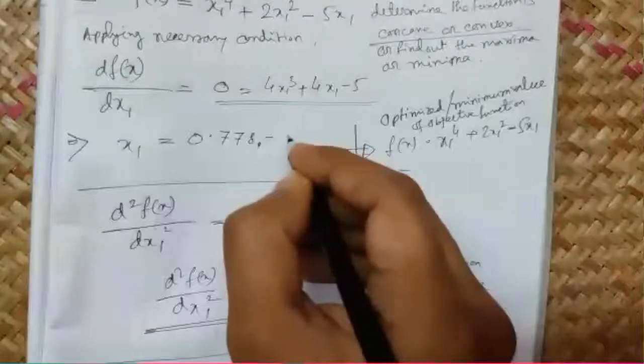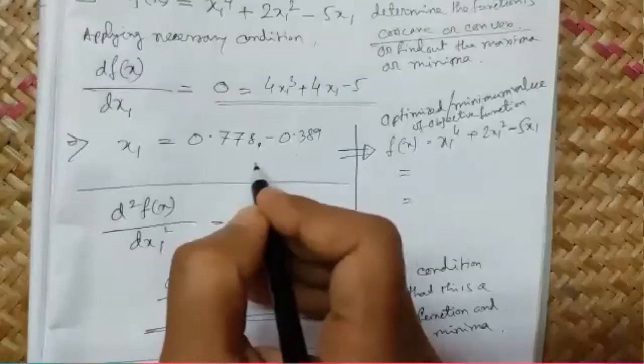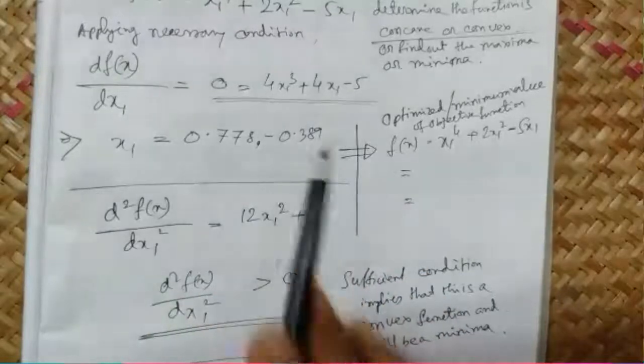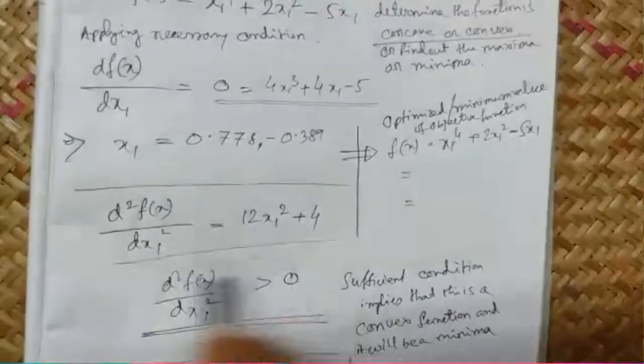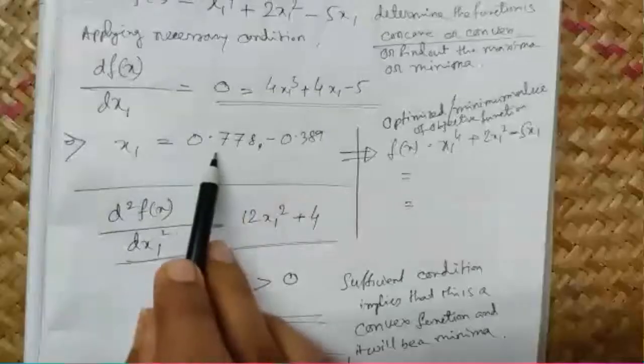Minus 0.389. Okay, then that means there are two values. Now you put these two values in this equation. First put 0.778.